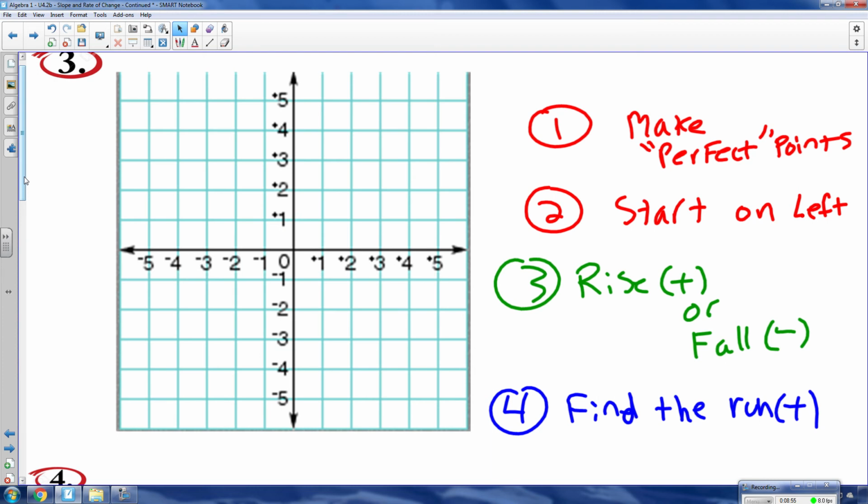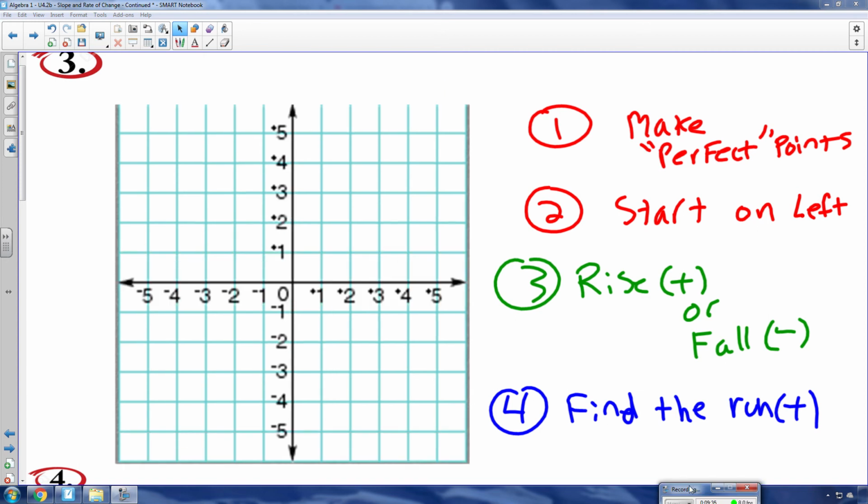What we want to do is be sure that we are making really nice points. So what we want to do is make some perfect points, start on the left, do the rise, do the fall, whatever we need to do, and find the run. So I'm going to show you how to graph a line. So if we were to graph this line, y equals 4x minus 1, how would we do it?